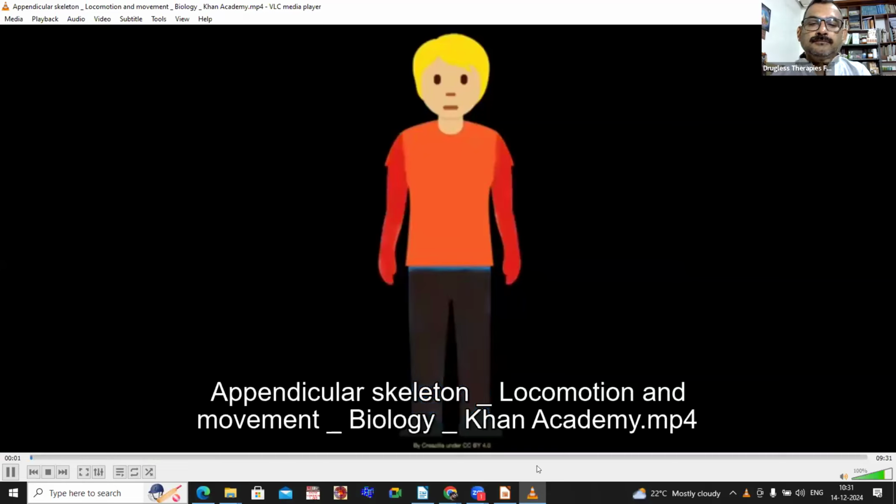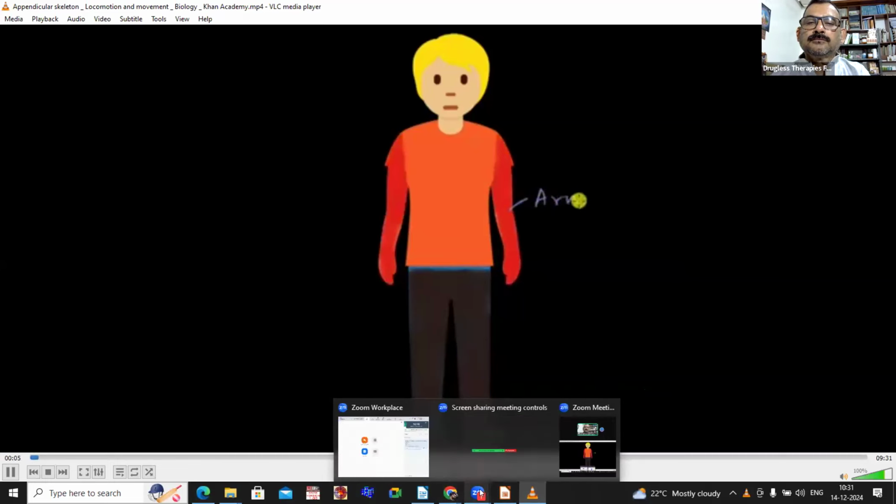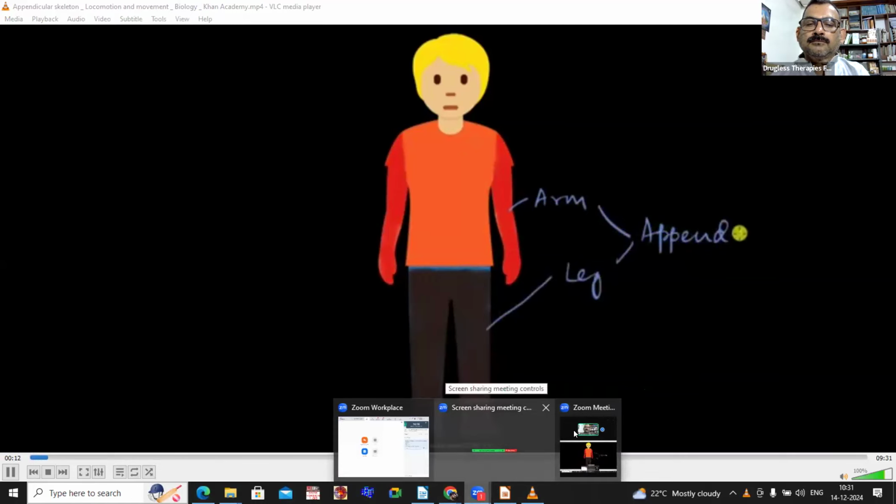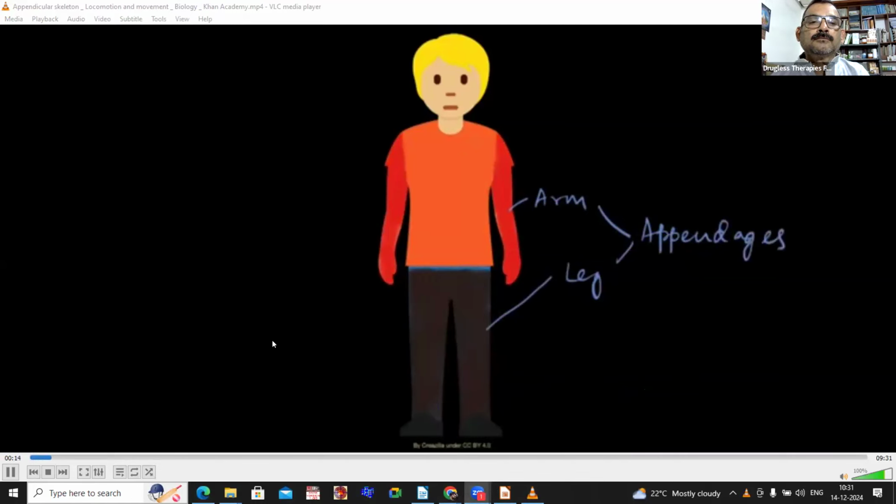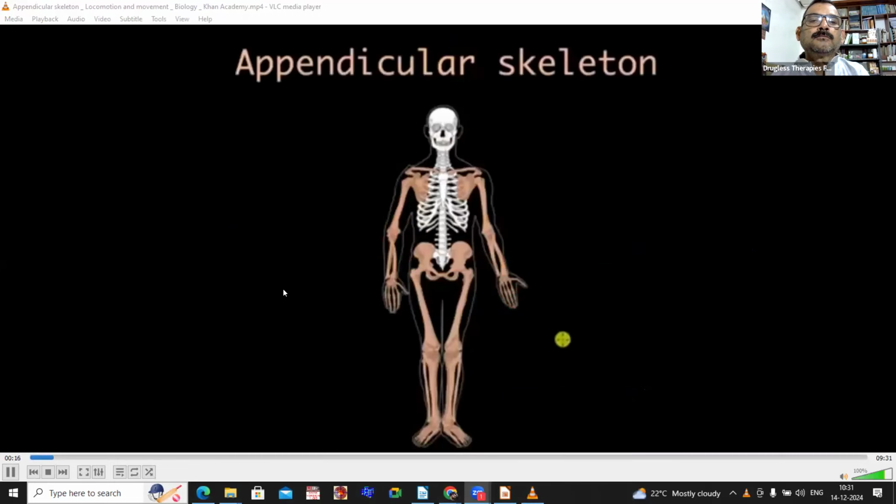Our arms and legs are our appendages. So the arm and the leg, these are appendages. So the bones that make up these appendages is called appendicular skeleton. So all of these bones, the arms, the legs, and the bones that connect them with the rest of the skeleton is called the appendicular skeleton. So in this video, that's what we are going to look at.